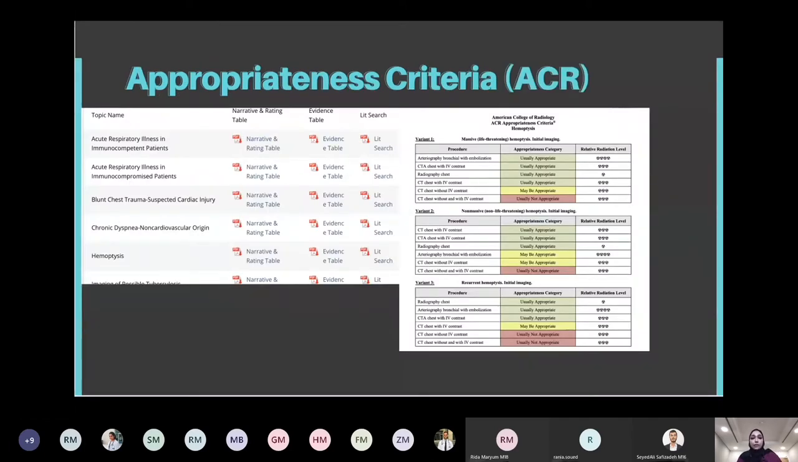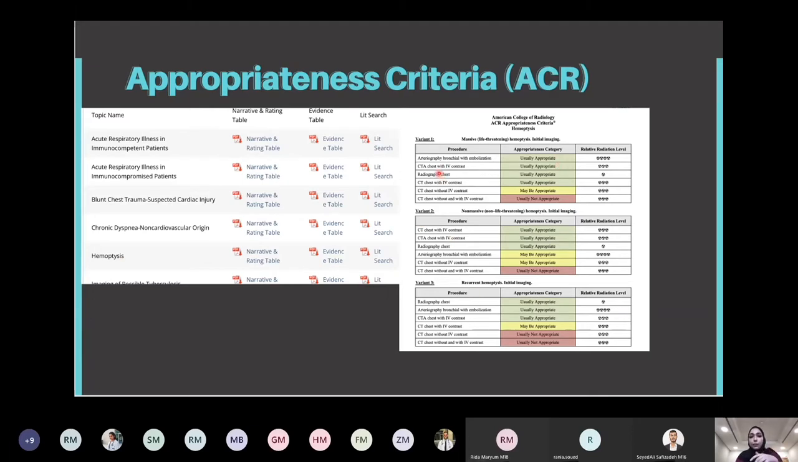Now, this is a criteria. If you need to go into detail, it's a criteria you can find online. It's called the appropriateness criteria, from the American College of Radiology. They have a list of topics. If you look here, there are so many topics: acute respiratory illnesses, immunocompromised, immunocompetent, hemoptysis, et cetera. If you click on narrative and rating table, you should get something like this. You would have different variants and different topics, and once you click on any of these topics, you should get something that looks like this.